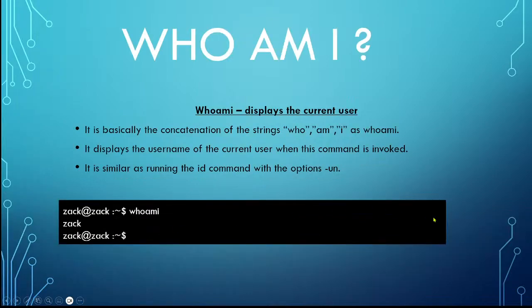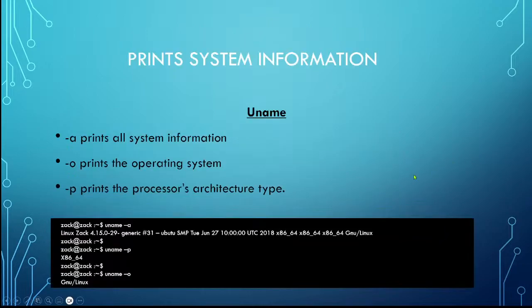The who am I command displays the current user. For example, here I typed in whoami, and it shows Zach, and then it goes back to a blank output. That's pretty much it for that.